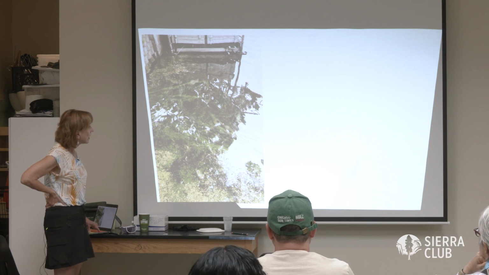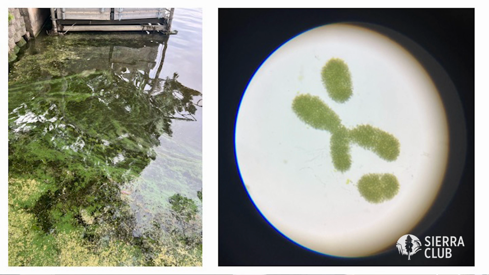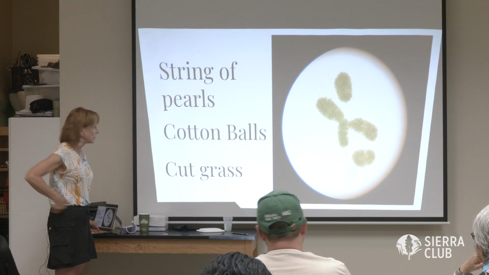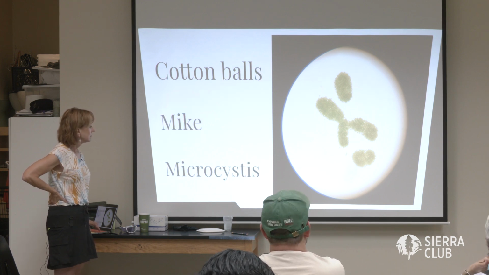All right, what do I got here? What do you think we have here? Oh, you guys are so good. Is it a string of pearls? All right, you know it. It's cotton balls, right? Green cotton balls. Microcystis. Mike? Microcystis. All right, you guys are sharper than those high school kids.